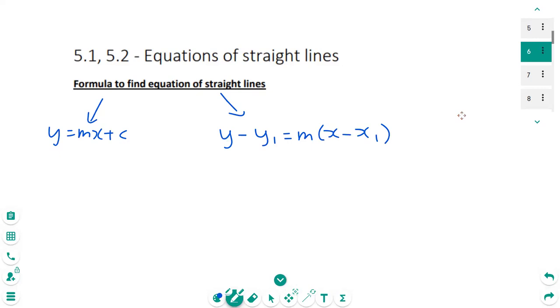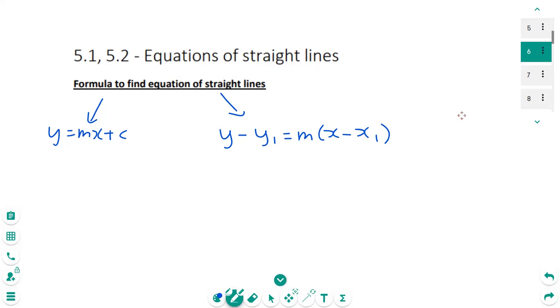The reason is it's just straightforward. Using one formula, you sub it in and you get the equation straight away, so you don't have multiple small steps. Whereas in y equals mx plus c, you sub it in, find a c value, then put it back in, so there are small steps. They're both equally fine, but we are going to tend to use y minus y1 equals m(x minus x1) a lot. So how do we use that?